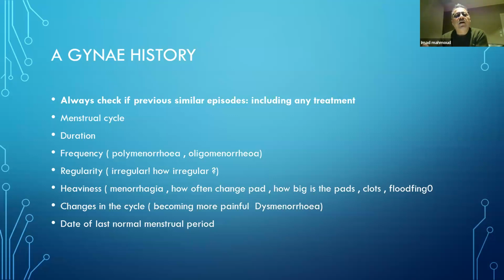So frequency: if someone says to you, every 2 weeks I have periods, what do you call this? It's called polymenorrhea. If someone tells you every 3 months I have a period, then you know this is called oligomenorrhea. So they get it less often or more often. How heavy is the period? If you have heavy menstrual bleeding, it's called menorrhagia.